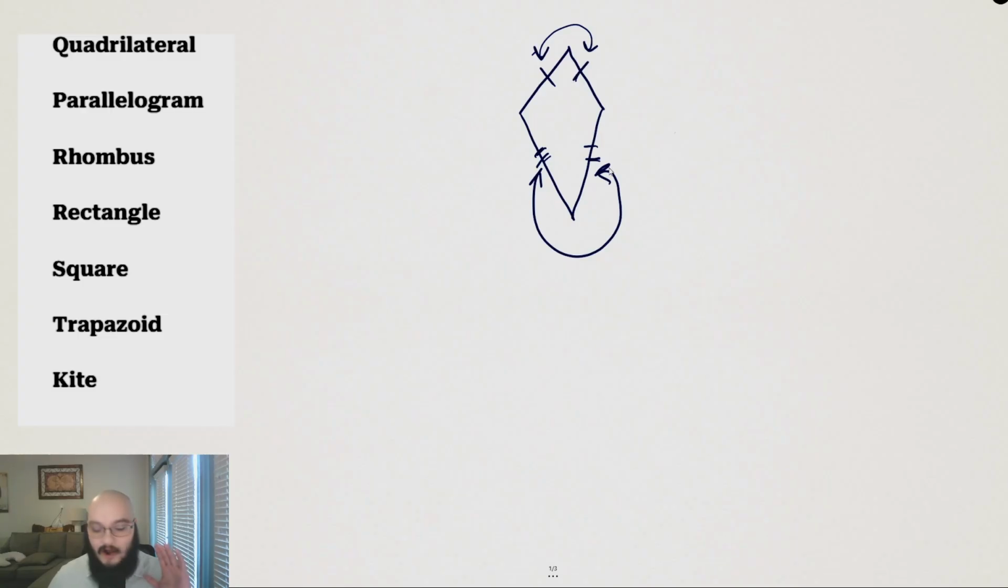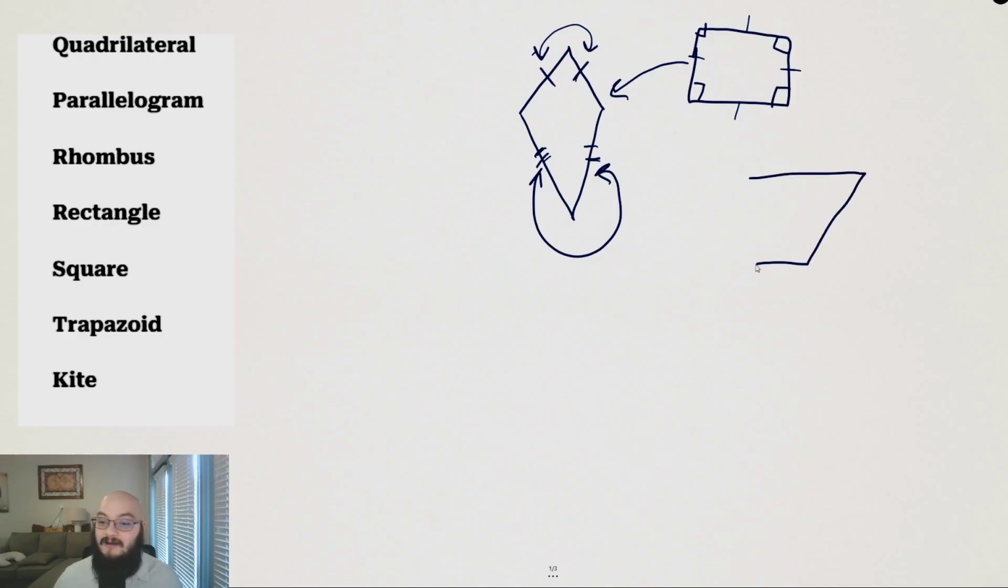Now, because that is the only rule that makes something a kite, this means our buddy the square, this is a terrible drawing of a square, but forgive me, our buddy the square also falls into the kite category. And so does our buddy the rhombus, because it has two pairs of congruent adjacent sides, so it falls into the kite category. And that's all the major categorizations for quadrilaterals.